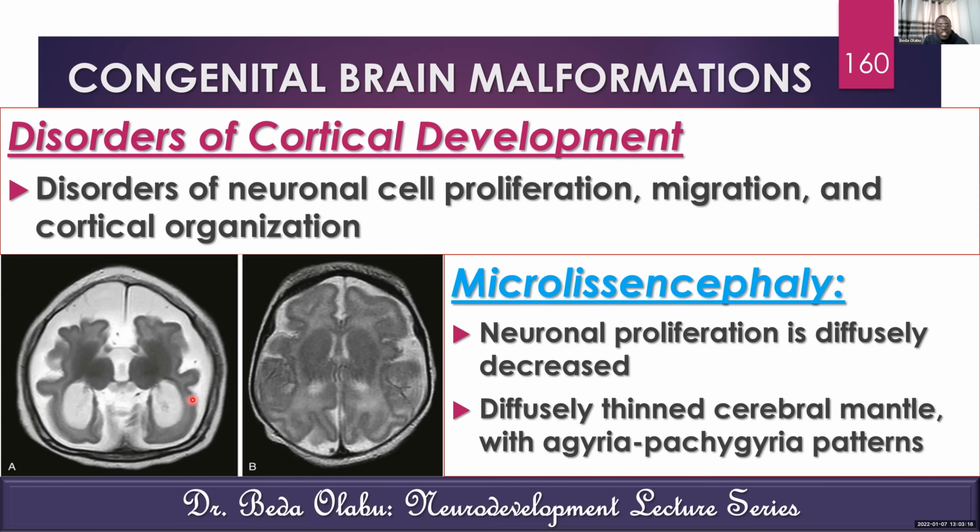Then there is agyria. Agyria means that there are no gyri, and pachygyria means that the gyri are fewer. So either there are no gyri or there is less gyrification. Like in this case, this would be more of a pachygyria. We can see gyrification there, but few. It's characterized by thinning of the cerebral mantle and an agyria, pachygyria pattern. The overall size of the brain is small.